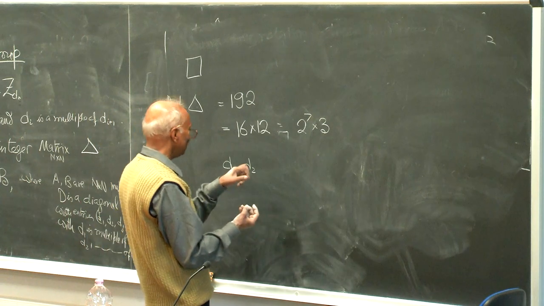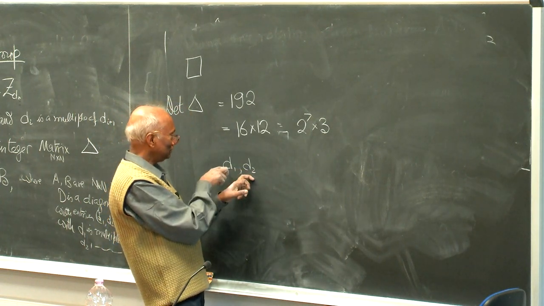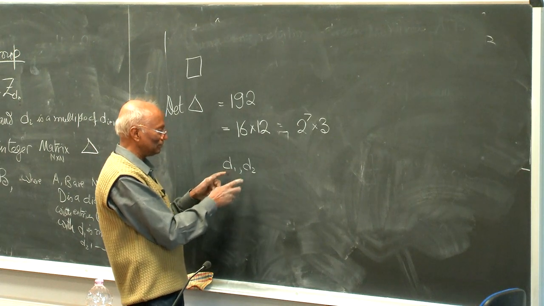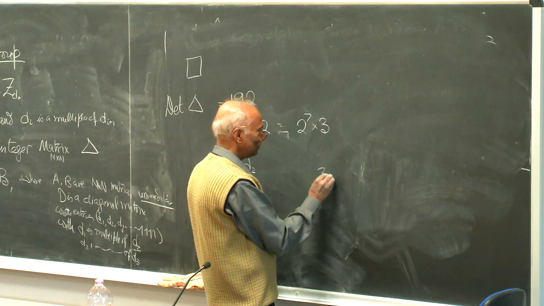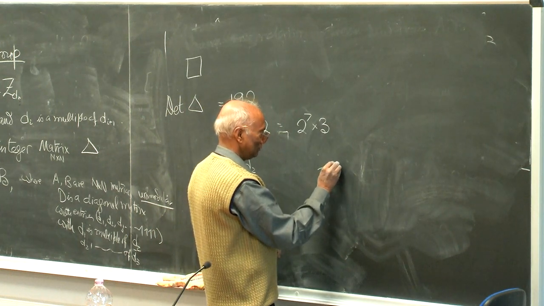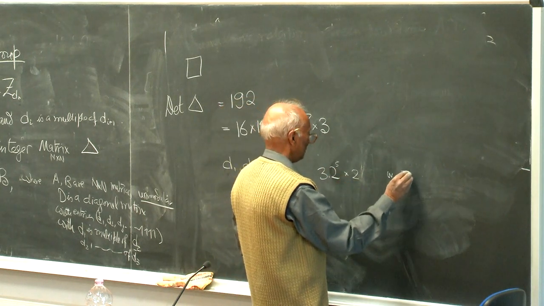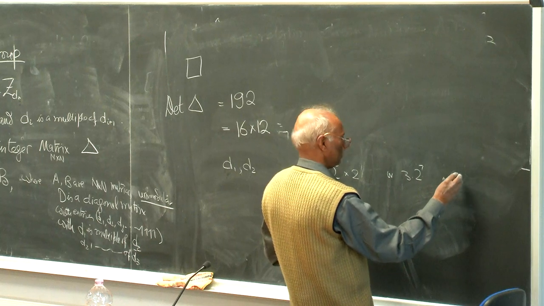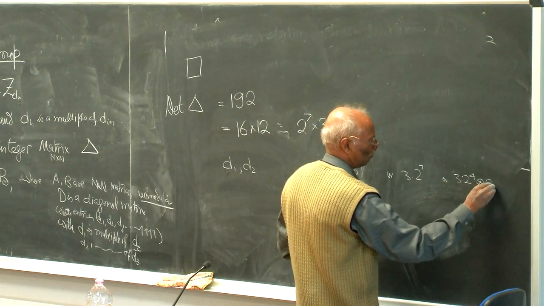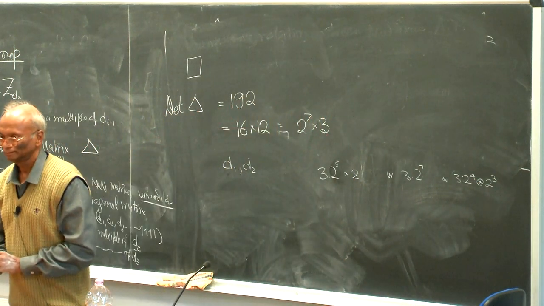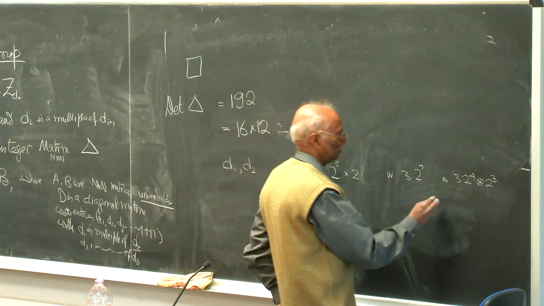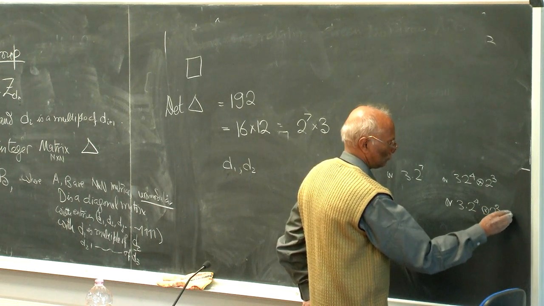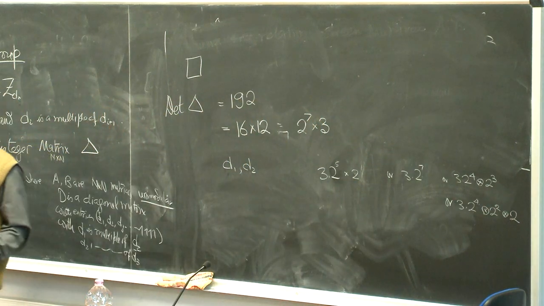So I have only this process. The 3 should only occur here, because if 3 occurs here, then d1 will not be a multiple of d2. So 3 should occur here, and 2 to the power of 7 should be divided between these, but this power should be lower than this power. So it will be 3 into 2 to the power 5 cross 2, or 3 into 2 to the power 7, or 3 into 2 to the power 4 cross 2 to the power 3, or 3 into 2 to the power 4 cross 2 squared cross 2. That's the only possibility. There are not too many choices.